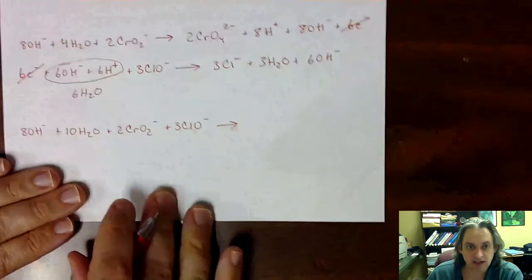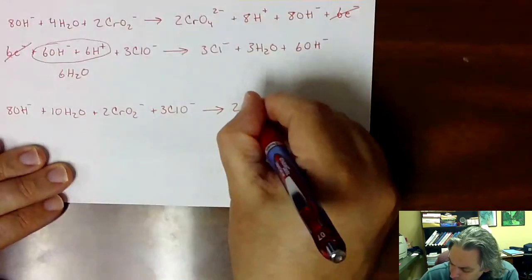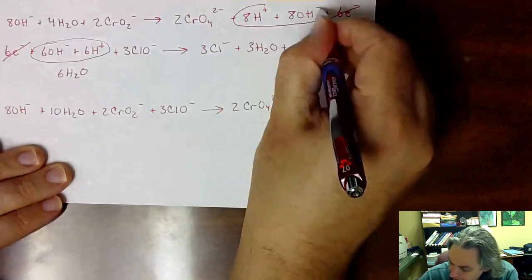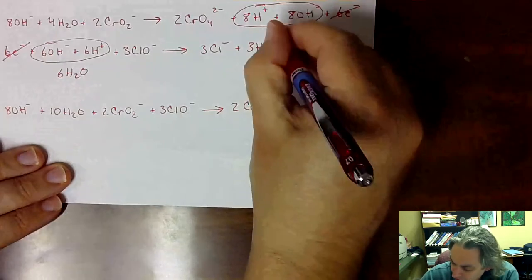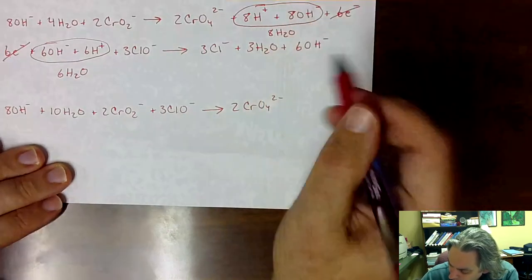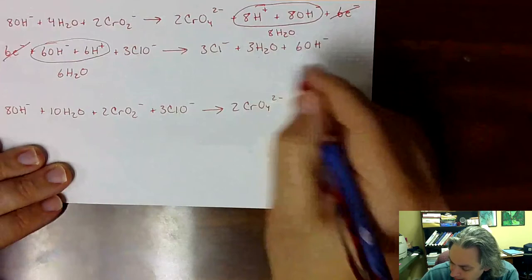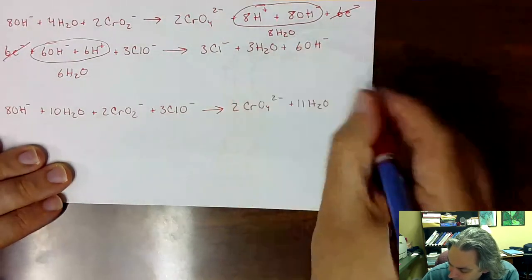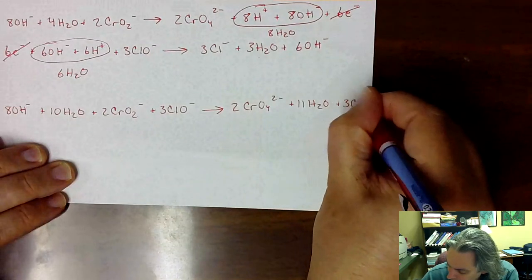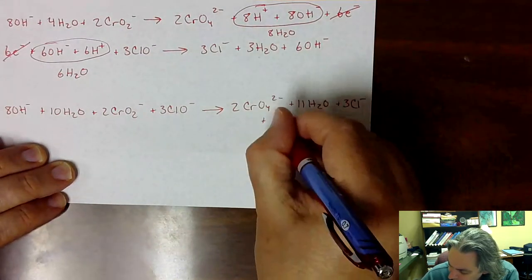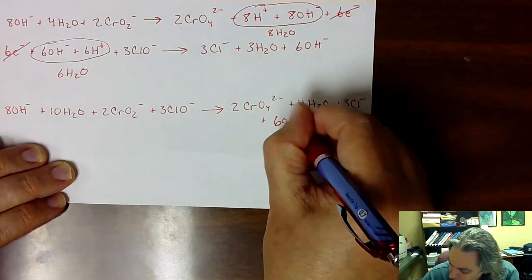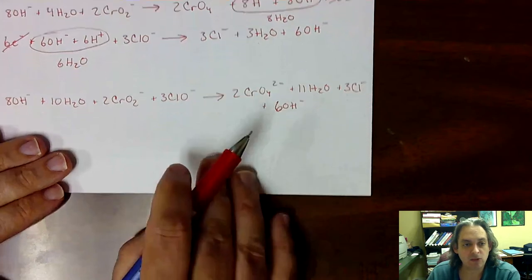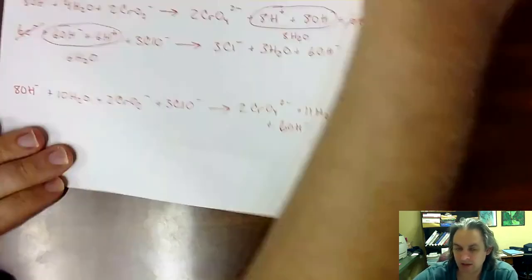Now let's do the product side. So we have 2 CrO4 2 minus. This right here ends up turning into 8 waters. And we already have 3 waters here, so 8 plus 3 gives us 11. So that is 11 waters. And we have 3 chlorides and 6 OH minus. Okay, now we can clean this up just a little bit more.